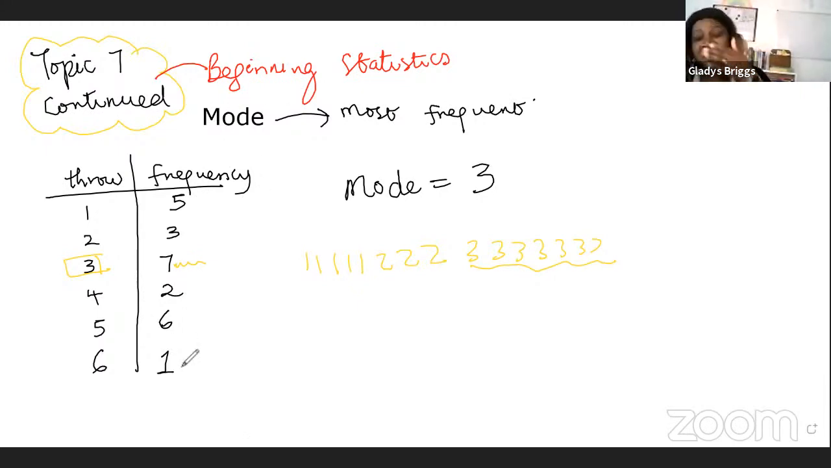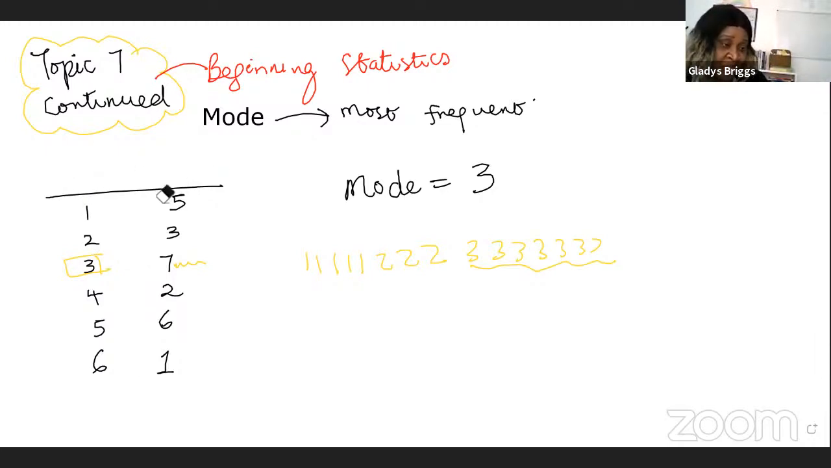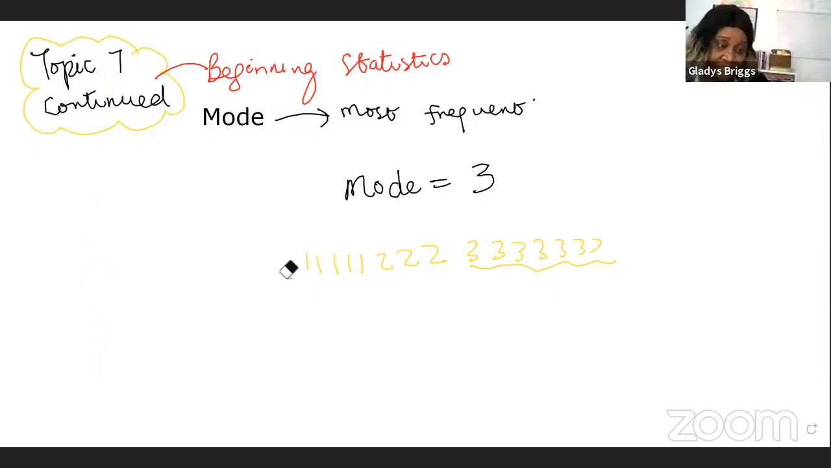Okay, now you've done it. This is the one you did in primary and maybe in secondary school. So let me teach you the one that you need to know how to do now. Calculating the mode for grouped data.